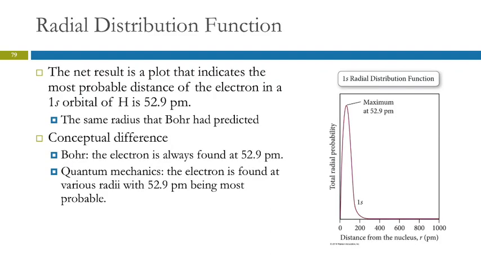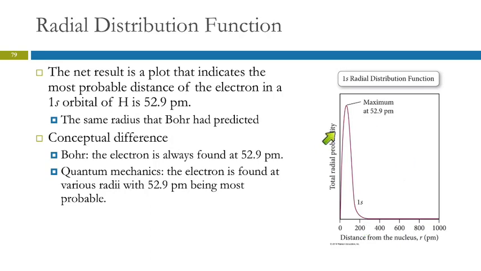So this gives us a graph like this as we're looking at total radial probability, distance from the nucleus. So the probability of it being at the nucleus is 0. As we move away, the probability increases very steeply, reaches a maximum, and then goes down as we continue out. And the probability out here is almost 0, very low.